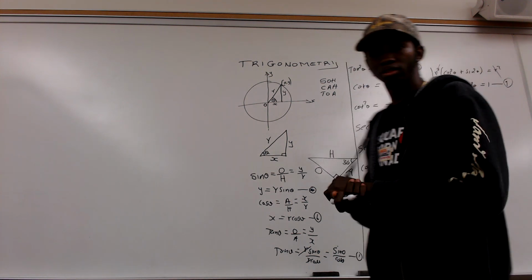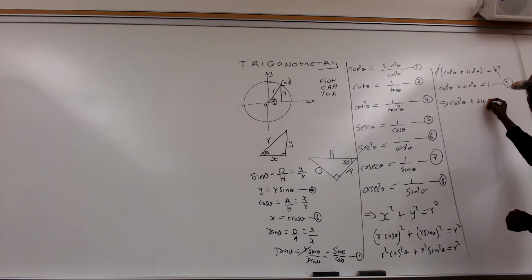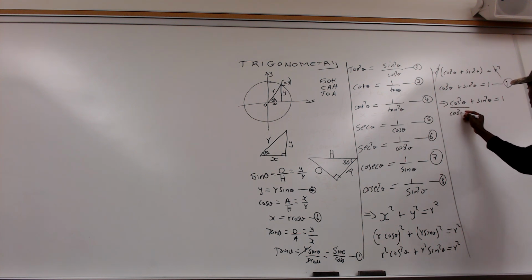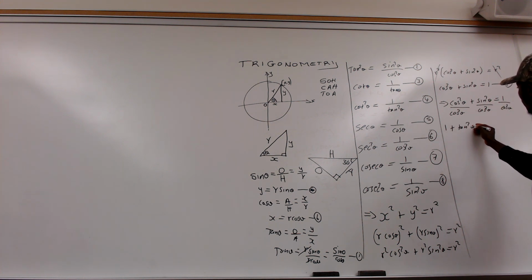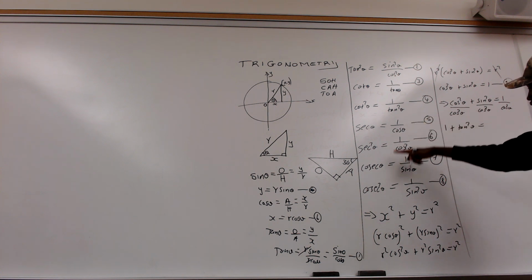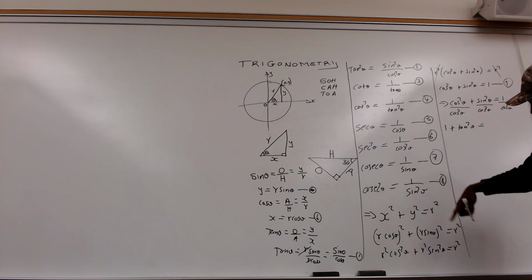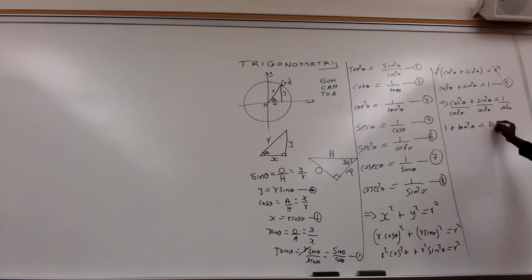So if we divide both sides by cos square theta, let's rewrite it: cos square theta plus sin square theta equals 1. Dividing by cos square theta, cos square theta divided by cos square theta is 1. Sin all over cos is tan square theta. 1 over cos square theta is sec square theta. So this gives us sec square theta. This gives us identity 10.